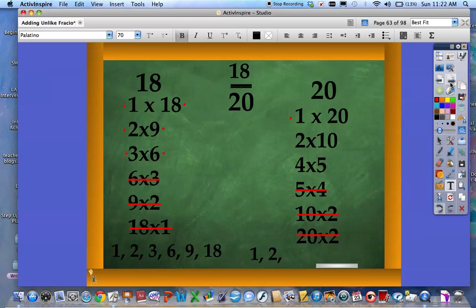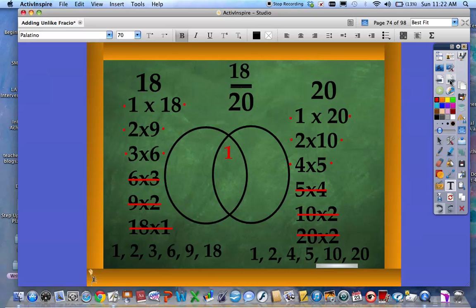1 and mark it, 2 and mark it, 4, 5, 10, and finally 20. Thinking of the word factor, there's an O in factor. It should help you to remember that we are going to use a Venn diagram. It looks like 2 O's together to find the greatest what? Common. Looking for what they share in common. And they share 1 in common.